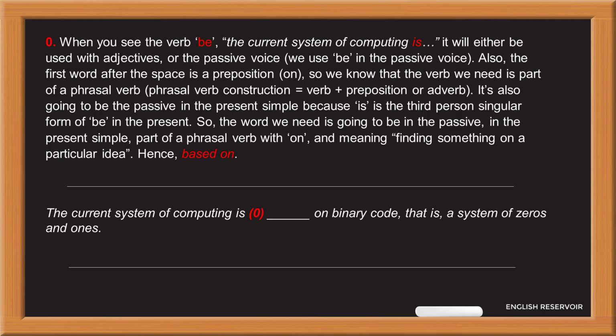Phrasal verb construction equals verb plus preposition or adverb. It's also going to be the passive in the present simple because is the third person singular form of be in the present. So the word we need is going to be in the passive, in the present simple, part of a phrasal verb with on, and meaning founding something on a particular idea, hence based on. The current system of computing is based on binary code, that is, a system of zeros and ones.